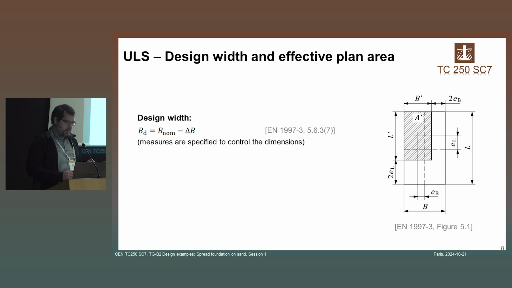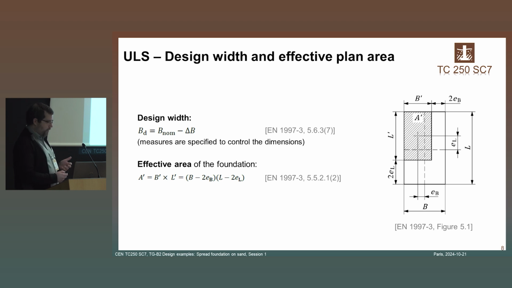Next interesting development is design width of the foundation. So as usual, we have to calculate the effective area of the foundation, but for those purposes, for ULS check at least, we should consider design width, where we have this additional delta B factor. So if we have measures specified to control the dimension of the foundation, it is basically zero. We don't have to consider that. But if we don't specify measures like that, they won't be implemented at the site, then we should decrease the design width. And the default value is basically 0.1 meter, so 100 millimeters. Also, it's important to consider that those should be the design values.